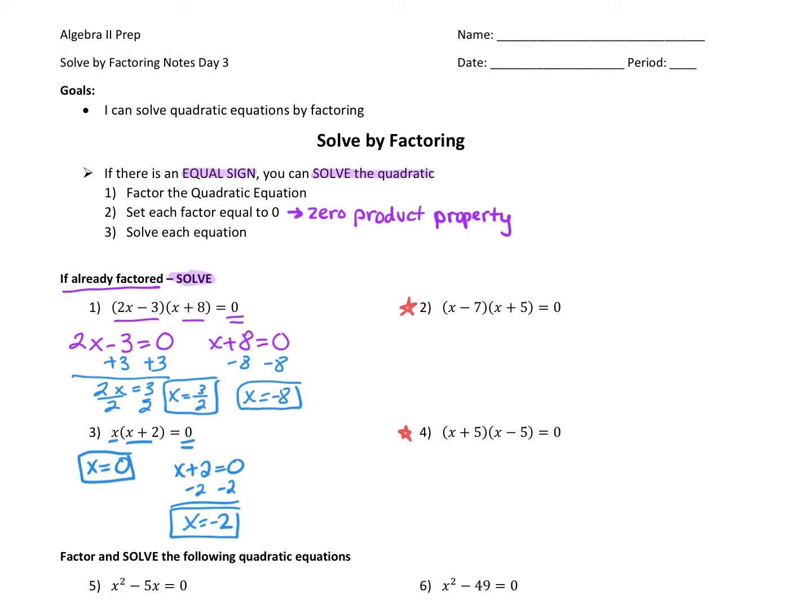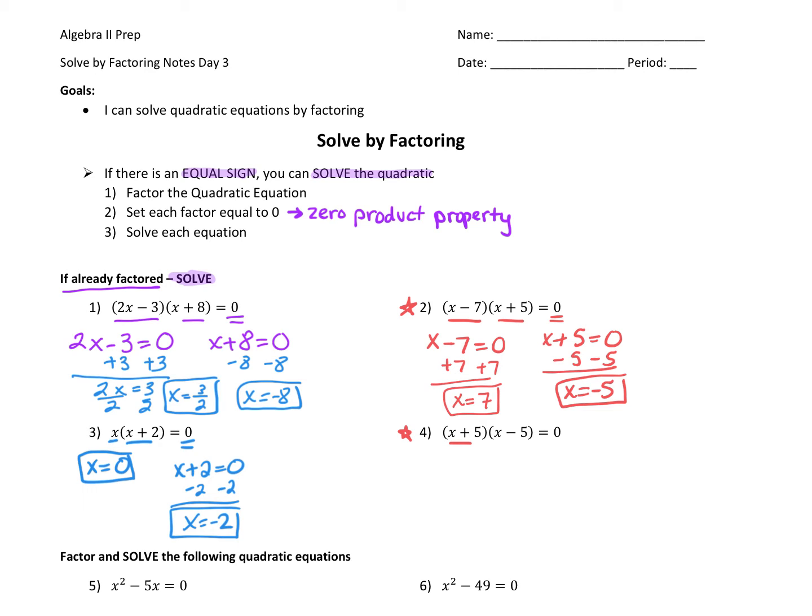All right, now that you've tried 2 and 4, let's go over them. So in 2, I have x minus 7 and x plus 5, and I'm going to set each of those equal to 0. So now I'm going to add 7. I'm going to minus 5. And so my two solutions would be positive 7 and negative 5.